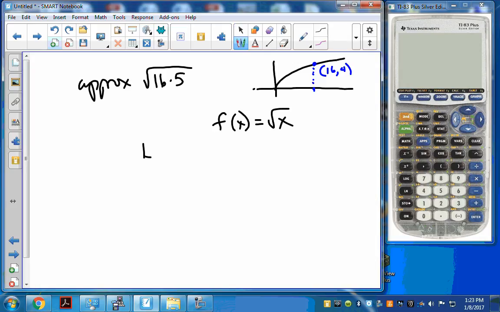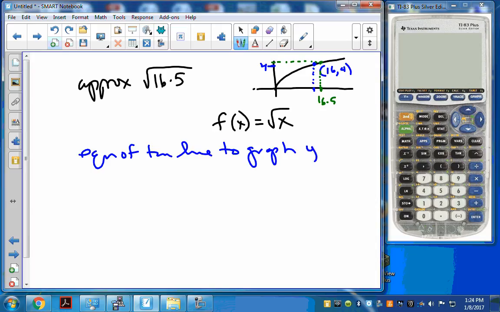I'm trying to find the square root of 16.5. So what I want is this value. It's obviously a little bit more than 4, but how much more than 4? What we're going to do is run a tangent line. So let's get our tangent line approximation. And again, I don't think we have to do this every time, but let's find the equation of the tangent line to the graph y is the square root of x at the point (16, 4).